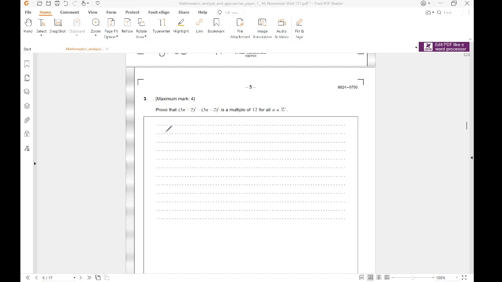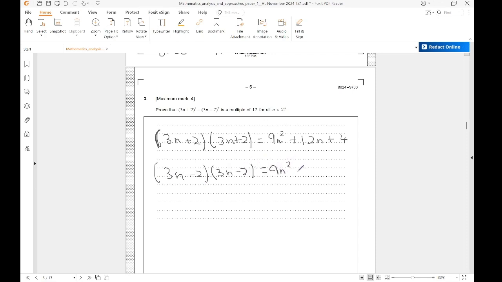So the first thing that I would do here is obviously expand these two. So (3n+2) times (3n+2) is equal to 9n squared plus 6n plus 6n, that is 12n, plus 4. That's it, expanded. And then (3n-2) to the power of 2 is (3n-2) twice. So that is also 9n squared, but now it is minus 12n plus 4.